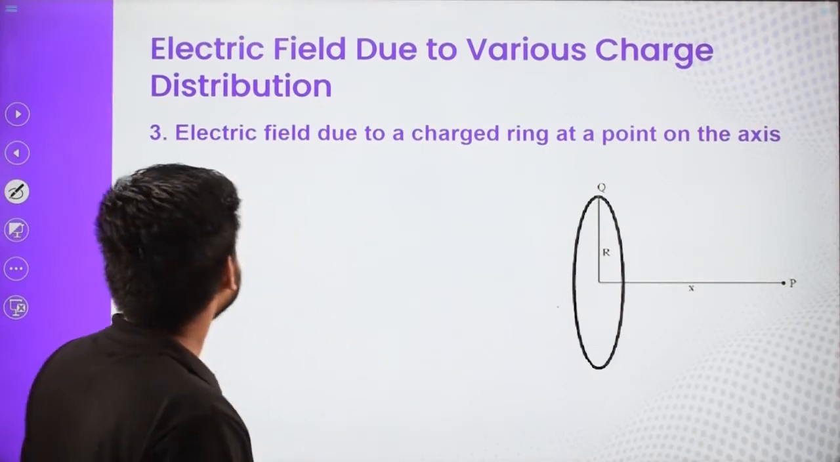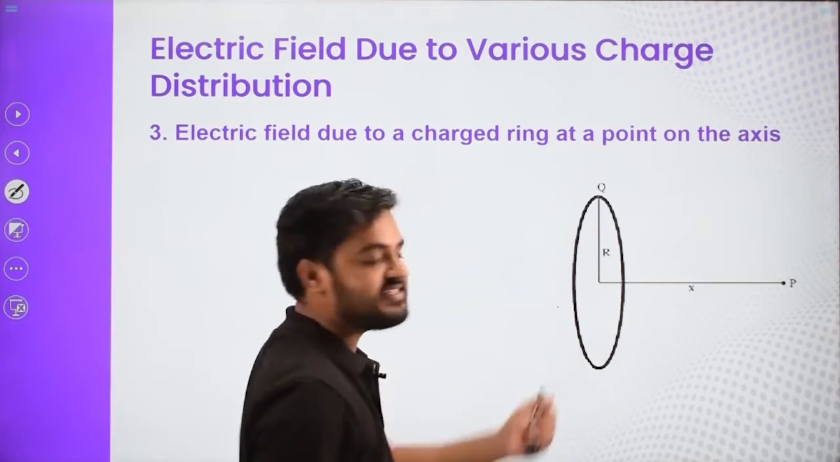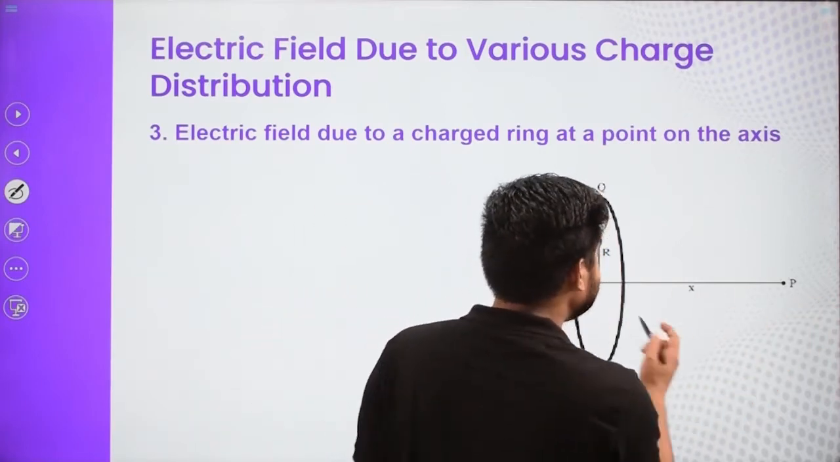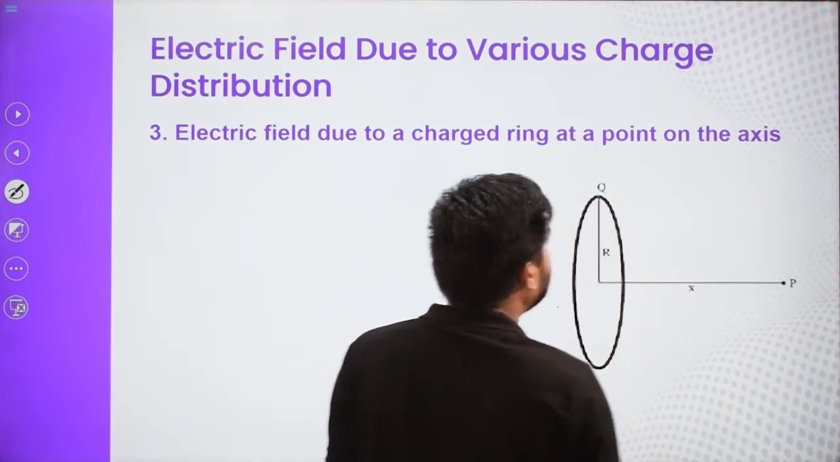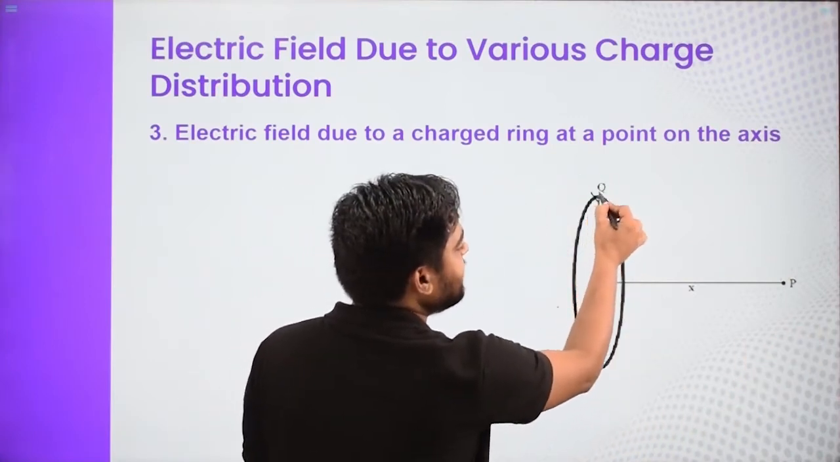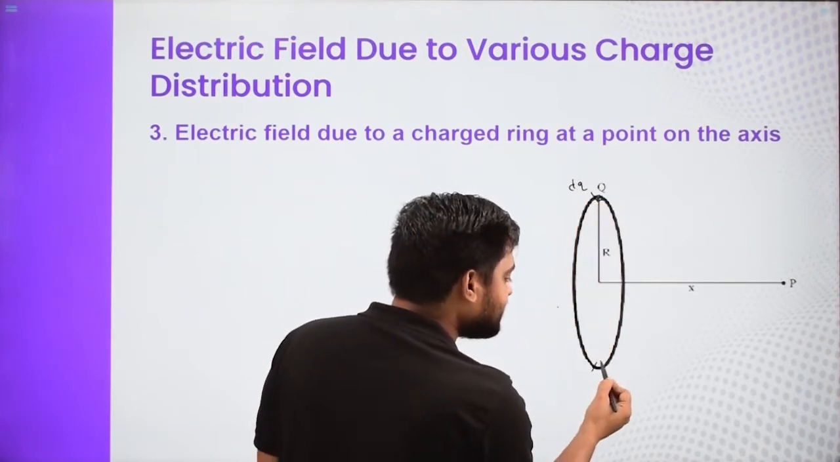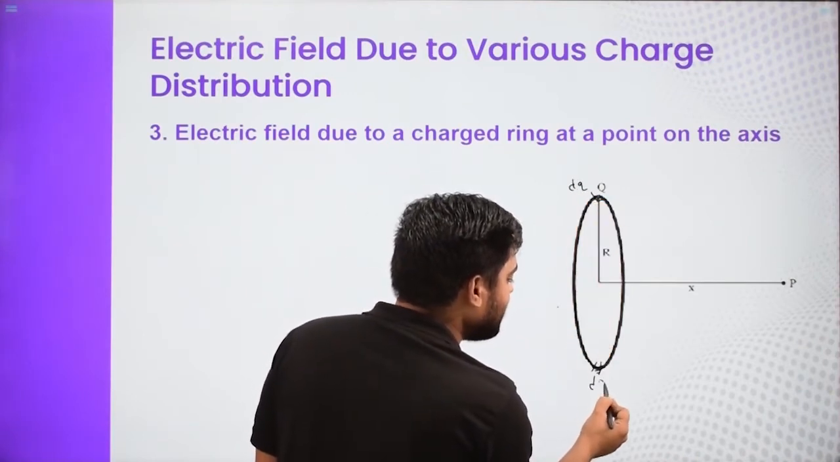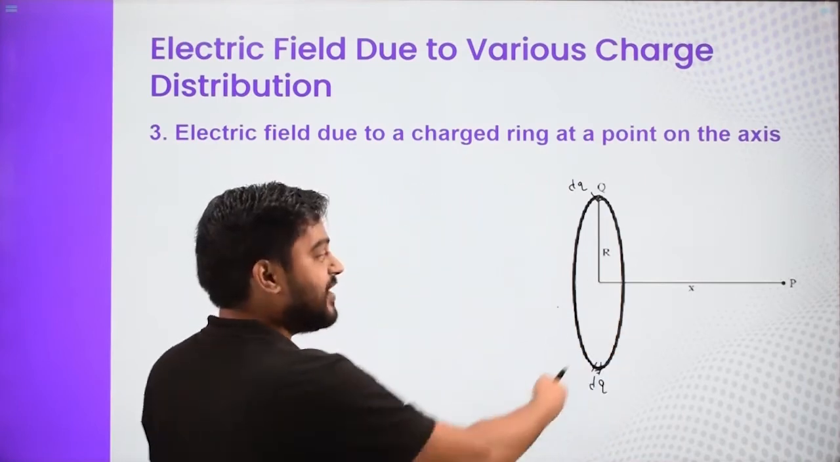Let us now discuss the electric field due to a charged ring. So this is a uniformly charged ring of radius r. Then at x distance on its axis, there is a point P where we have to find the electric field. So what I am going to do is, on this ring, I am going to take a charge dq. Similarly, I am taking the same dq at the opposite end as well, because I want to use the symmetry of the ring.